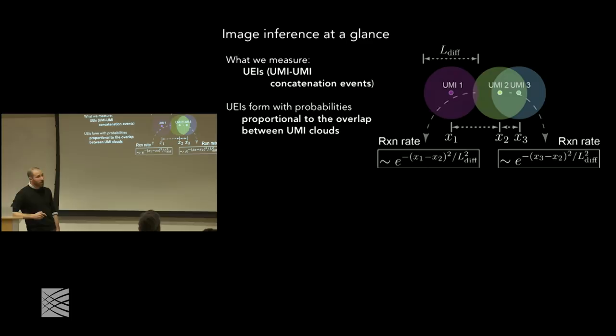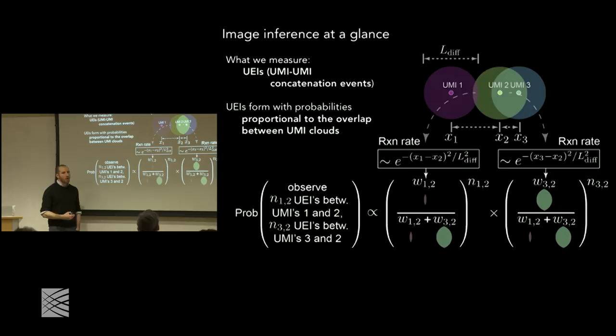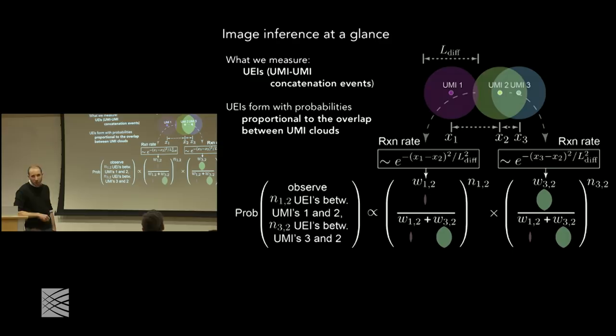And these will in turn be the UEI reaction rates. And we can just plug that into what would otherwise be a multinomial expression for probability, because again, the UEI formations are independent, and so we can multiply their probabilities. And the point is that the probabilities are in turn functions of the original positions of the molecules.